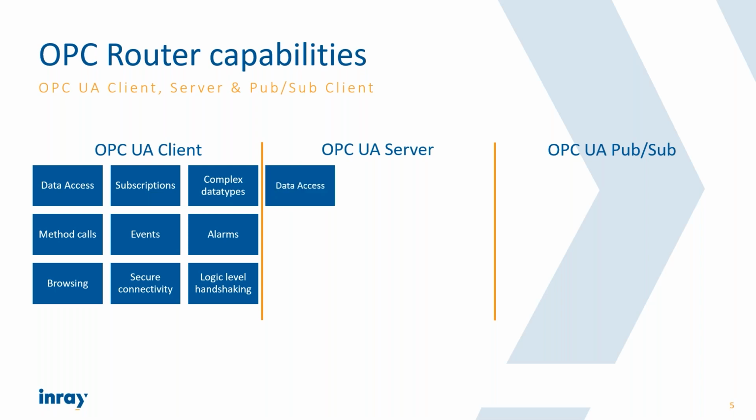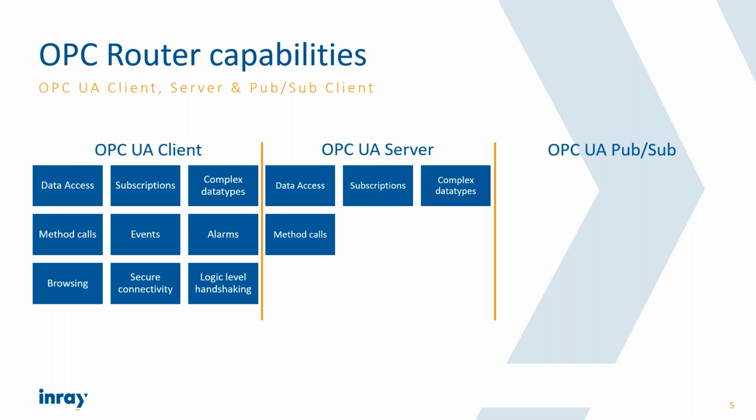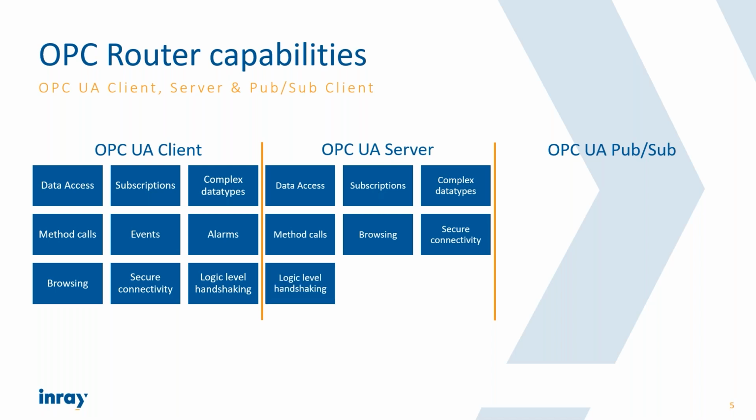The OPC UA server paints a fairly similar picture, as it also enables you to offer data access, data points, which support subscriptions, complex data types, or offering methods. You can, of course, browse all those things as you know it. The connectivity is as secure as with the UA client. It implements the very same logic level handshaking. Additionally, there's the address space designer and, of course, UA Cloud Library integration.